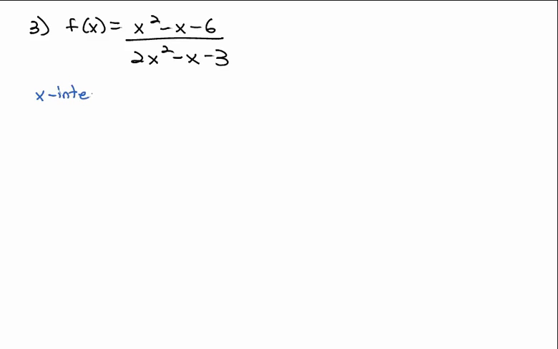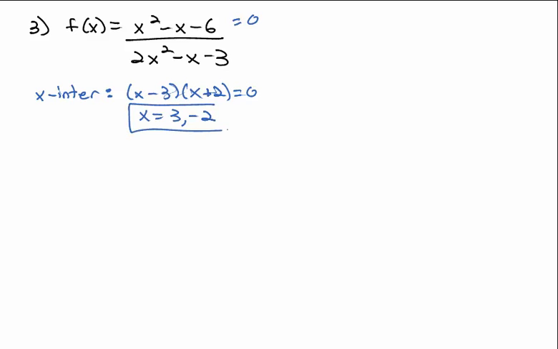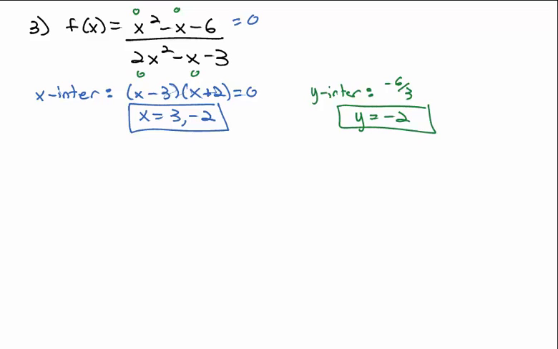Again, finding our 5 things. The x-intercepts we find by making the numerator equal to 0. And if we factor that numerator, it's x minus 3, x plus 2 equals 0. So there are 2 x-intercepts here at 3 and -2. The y-intercept, we know we find by putting 0 in for all the x's, which gives us -6 over 3, and that's going to reduce to -2.